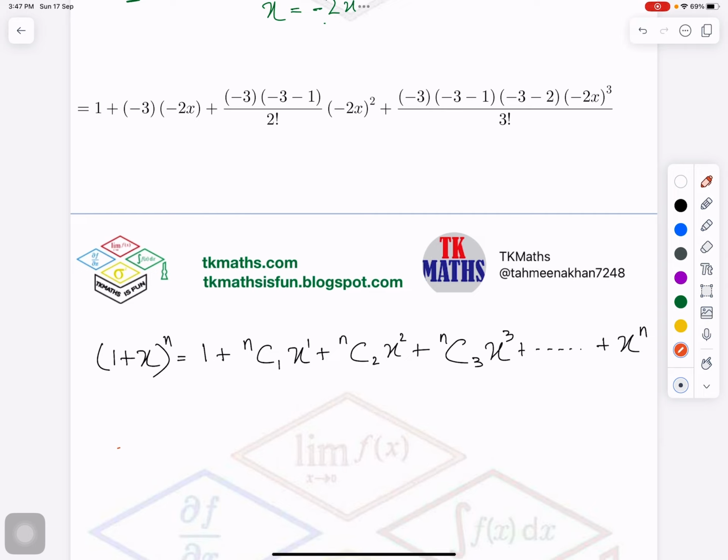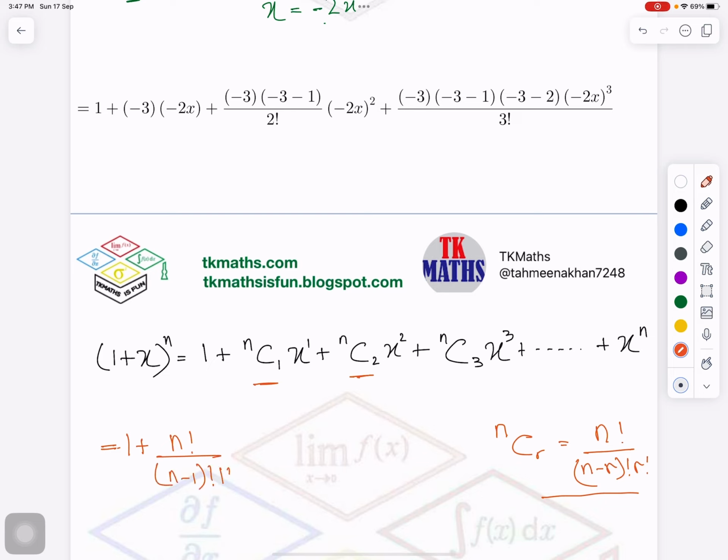So let's see here. I'm sure you remember that nCr, when we expand, is equal to n factorial divided by (n minus r) factorial into r factorial. So I will apply this concept here. Wherever I have nC1, nC2, I will apply this expansion. So this will become 1 plus n factorial over (n minus 1) factorial into 1 factorial, right? Same thing, nothing else I'm doing here.